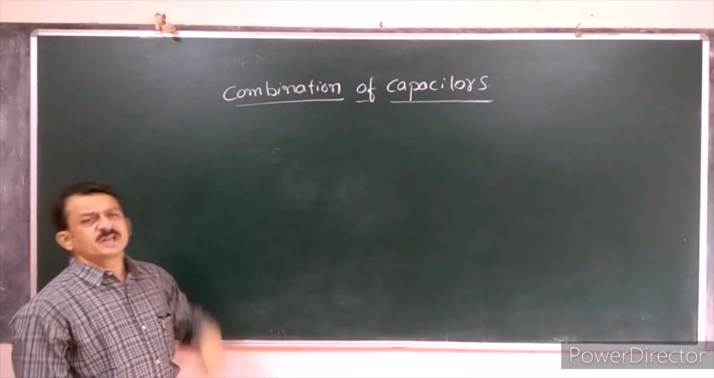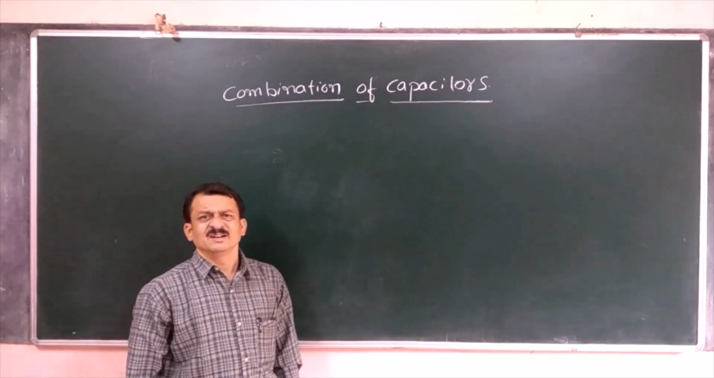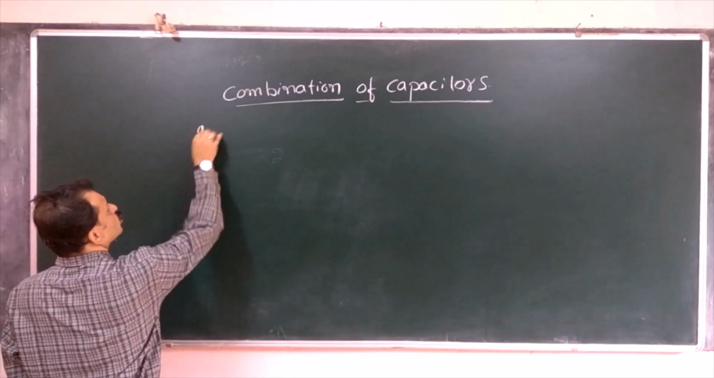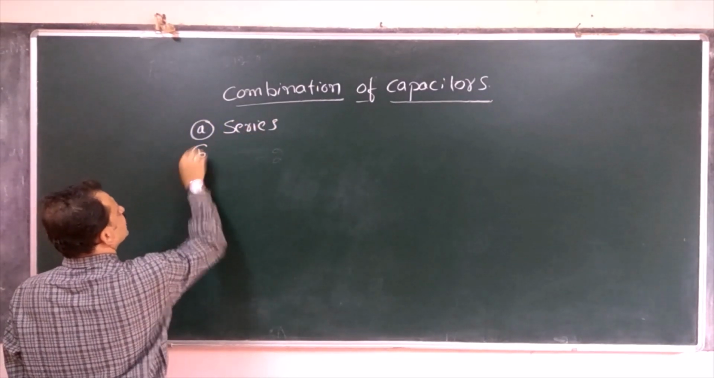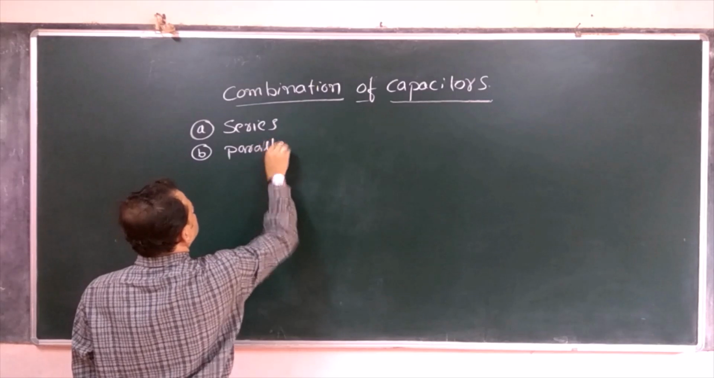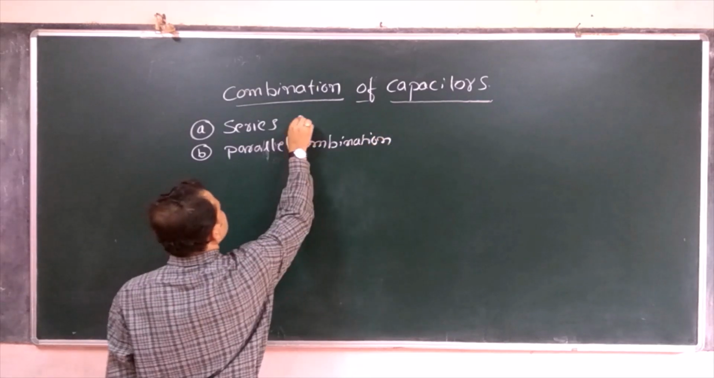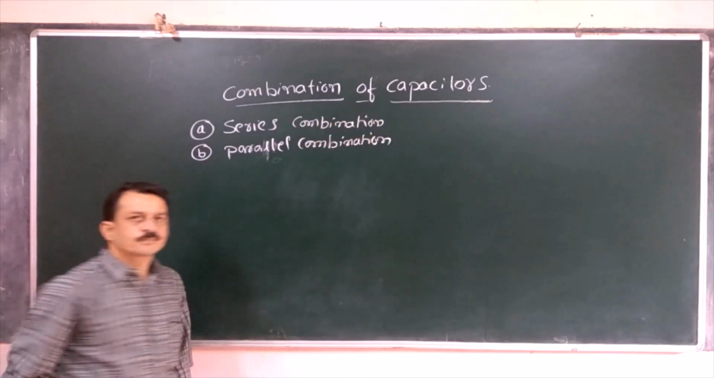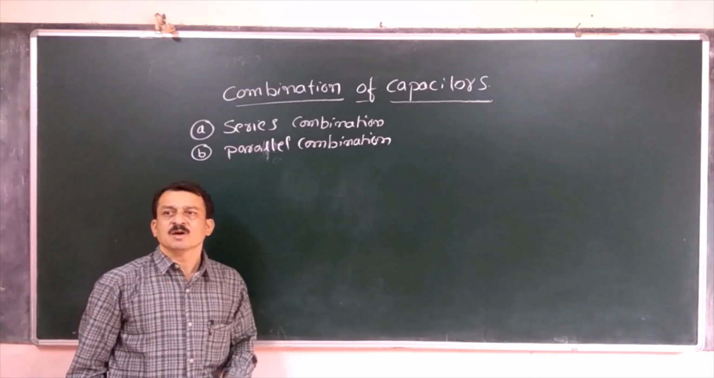Now we study combination of capacitors. Two or more capacitors are interconnected and that leads to a combination of capacitors. Capacitors are connected in two ways. The first one is series combination and the second one is parallel combination. Now the first one is series combination. Those are the two types of combinations, that is series combination and parallel combination.